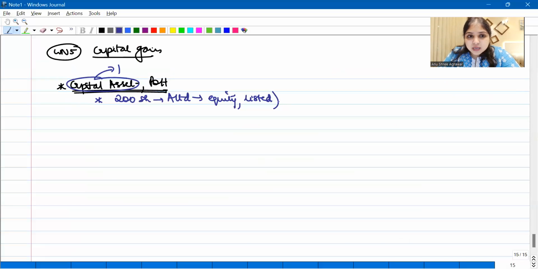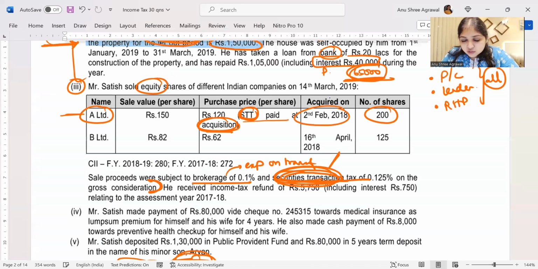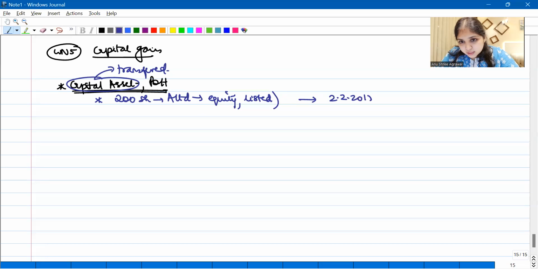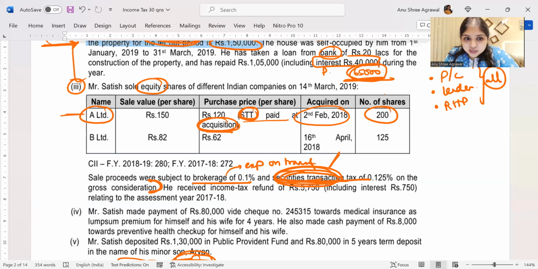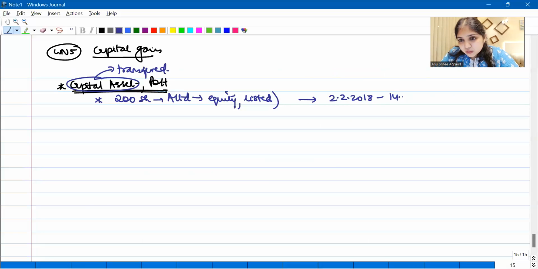Okay, now tell me, what is the next point? What's the period of holding? When did we acquire these shares? We acquired these shares on 2nd February 2018. And we sold them on 14th March 2019. Now tell me, what's the relevant period of holding? 12, 24 or 36 months? They are listed equity shares, guys. Relevant period of holding is 12 months. Is this period more than 12 months? Yes, it is definitely more than 12 months. Therefore, what kind of asset?